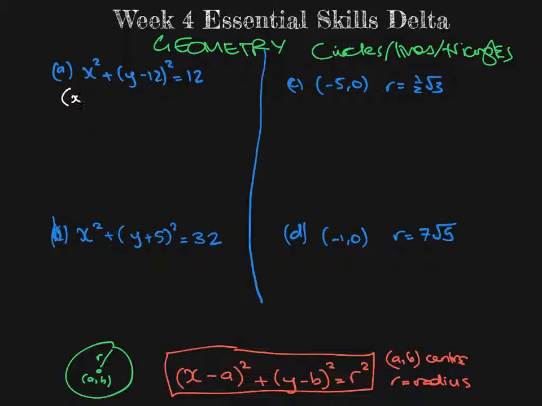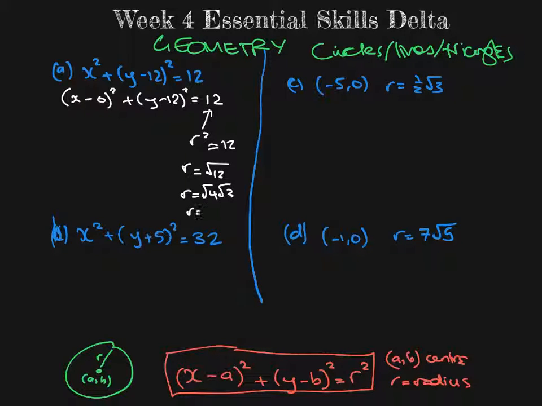Matching it up with the equation, we've got x minus 0 squared, y minus 12 squared is 12. So our radius squared is 12. The radius is not plus or minus because it's a length. So it's root 12, which simplifies to root 4 root 3, which is 2 root 3. Our centre has minus 0, so it's gone nothing right or left, and minus 12 means it's gone up 12. So b is 12, and the centre is (0, 12).